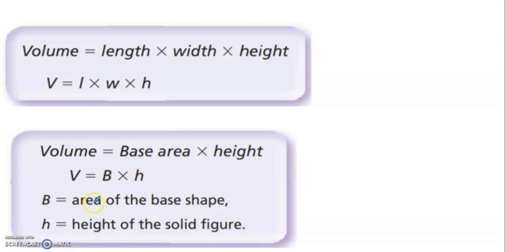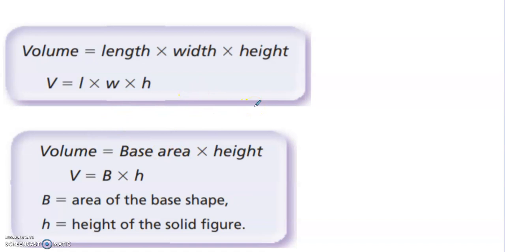So again, the capital B is the area of the base shape. And we say that because the base could be a square, it could be a triangle, it could be a rectangle, it could be an octagon or a hexagon, okay? Which we will work on eventually of figuring out the volume of those figures. However, we're just going to stay right now with the volumes of squares and rectangles, okay? So this is the volume for a square or a rectangle.